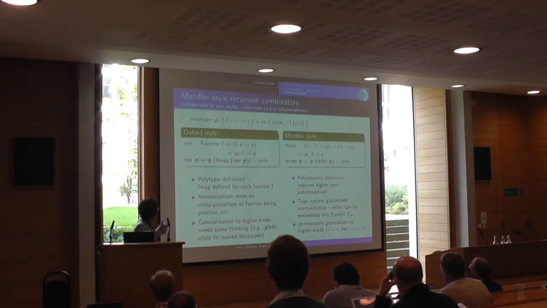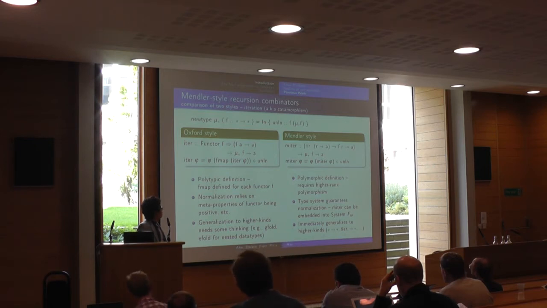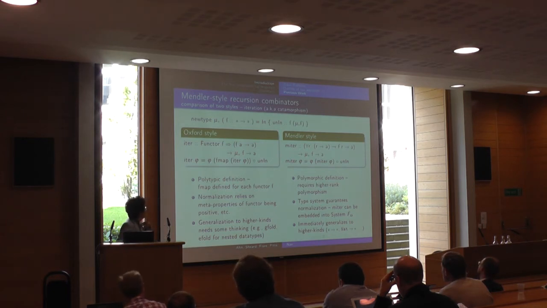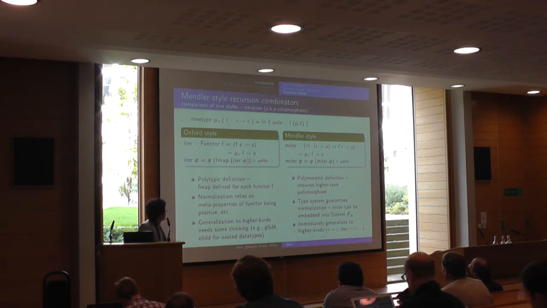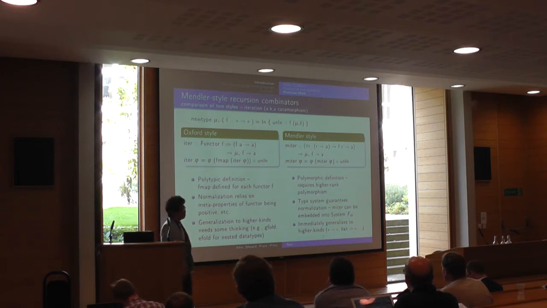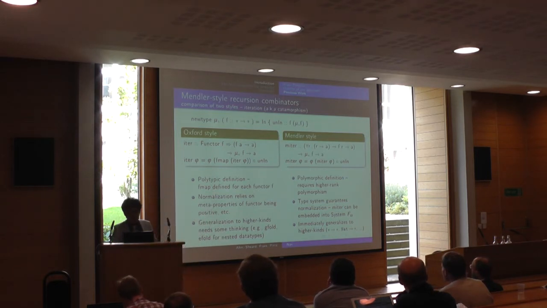And there is this somewhat equivalent formulation that does pretty much the same thing, and it's called the Mendler style formulation. And you look at it, it looks pretty similar, except that it doesn't use fmap, and the definition is polymorphic. And people who know about category theory a lot just say that this is some kind of Kan extension or something like that, but well, I don't understand it very well.